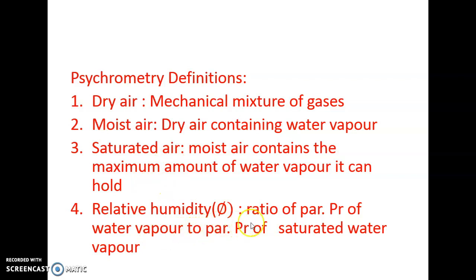Relative humidity. The ratio of partial pressure of water vapor to partial pressure of saturated water vapor is relative humidity. Relative humidity is given by the symbol phi. Phi equals PV by PS.